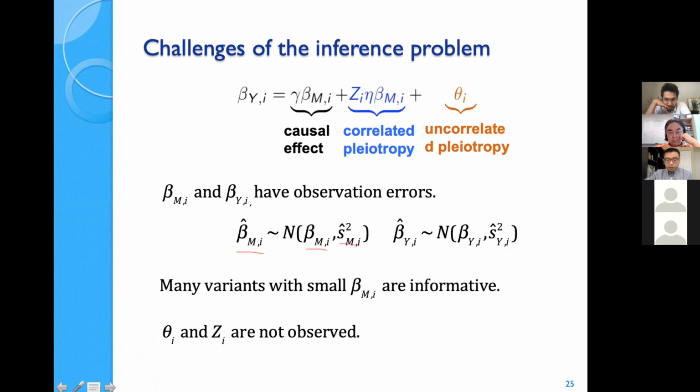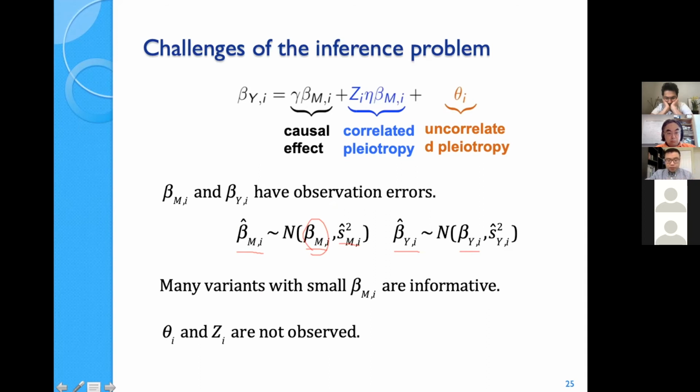So your data is actually beta hat and S hat, but you don't know the true effects. Right? And similarly, you have this measurement error for the association of SNP i with phenotype Y, and it also has measurement error in there. So basically, this term is unknown. Beta Y is easier because beta Y depends on beta mi. If we know the parameter, we know beta yi. So that's one thing I want to point out.